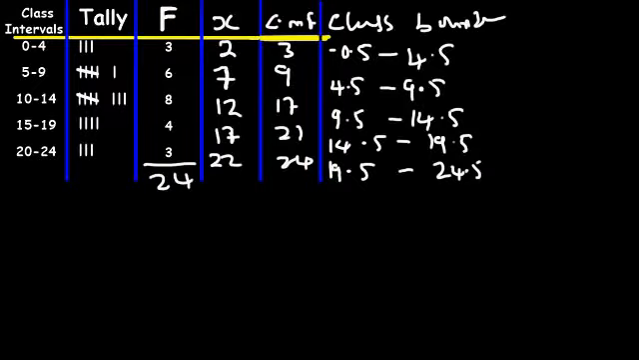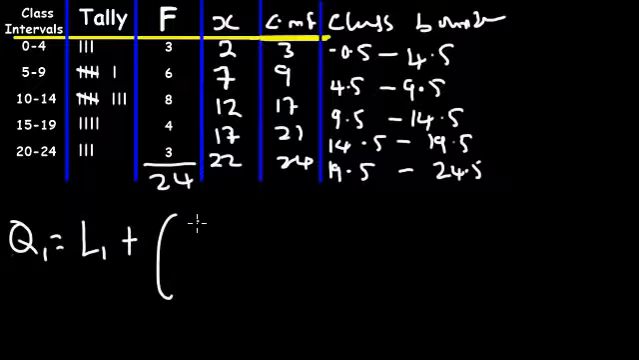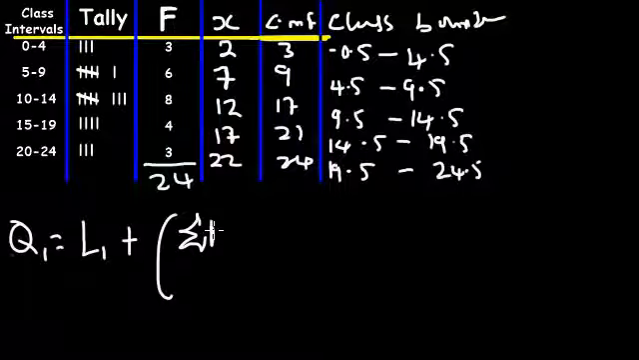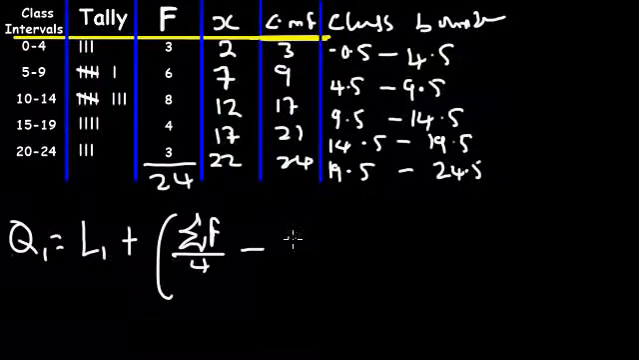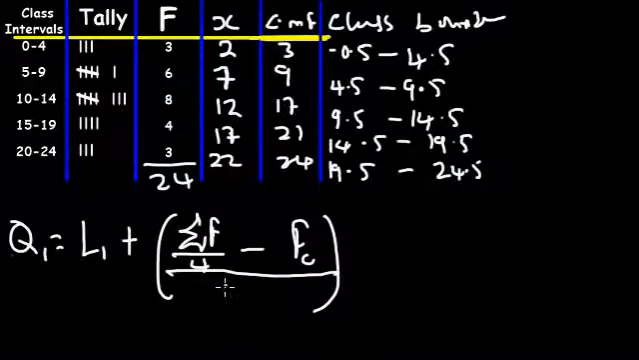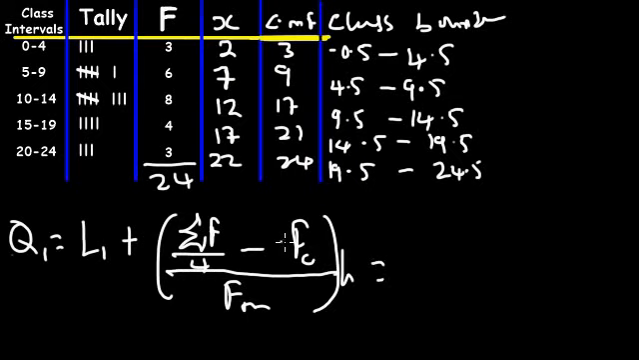So let's proceed with Q1. We said Q1 is simply equal to L1 plus the summation of F divided by 4, minus the cumulative frequency below the Q1 class, divided by the frequency of the Q1 class, multiplied by the class height. I'm not sure this is specific enough, but let's proceed. So let's find the Q1 class. How do you find the Q1 class? Well, the goal is just to find 1/4 of the summation of F.